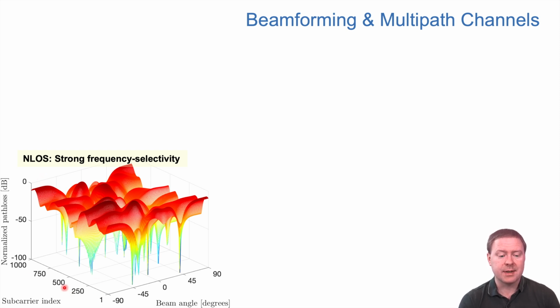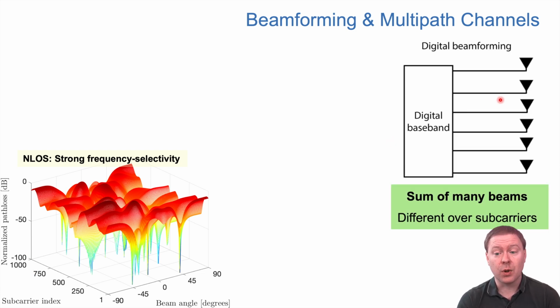So here are the subcarrier indices, and bigger numbers in terms of path loss is better. To communicate over such a channel, you need digital beamforming, which means that you have multiple antennas that are each of them individually connected to a digital baseband where we can control exactly the signals that are being sent. So we can send signals in different directions on different subcarriers.